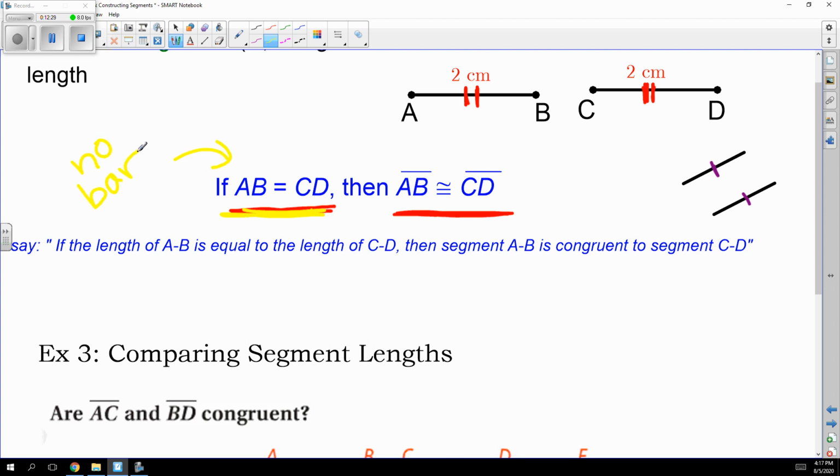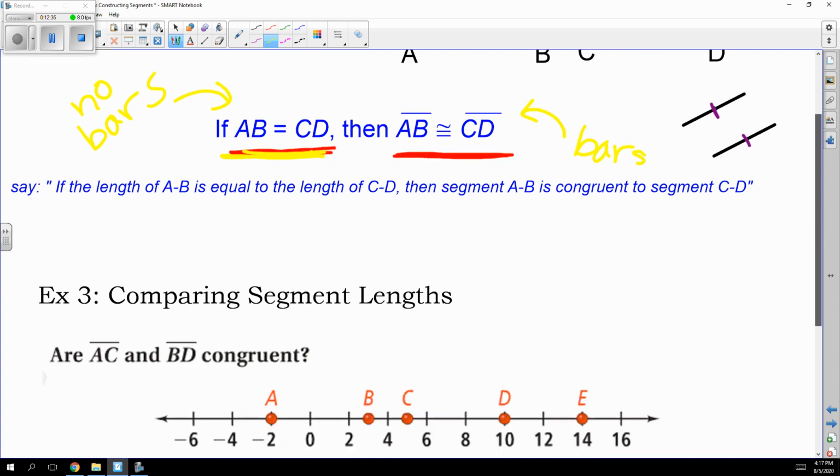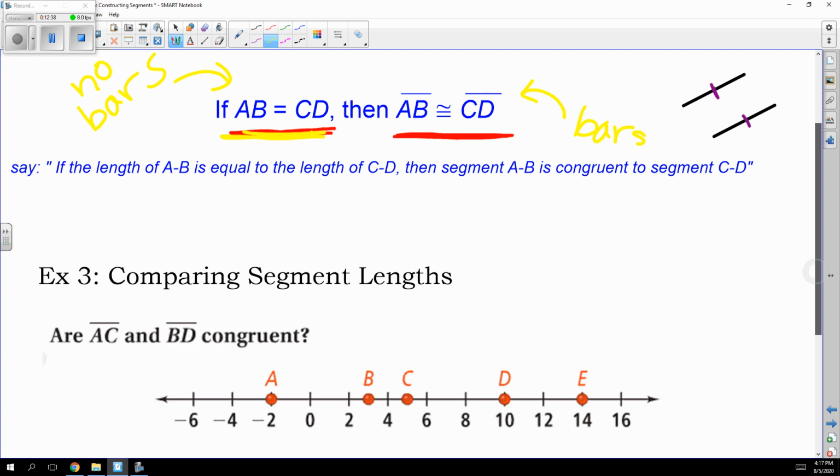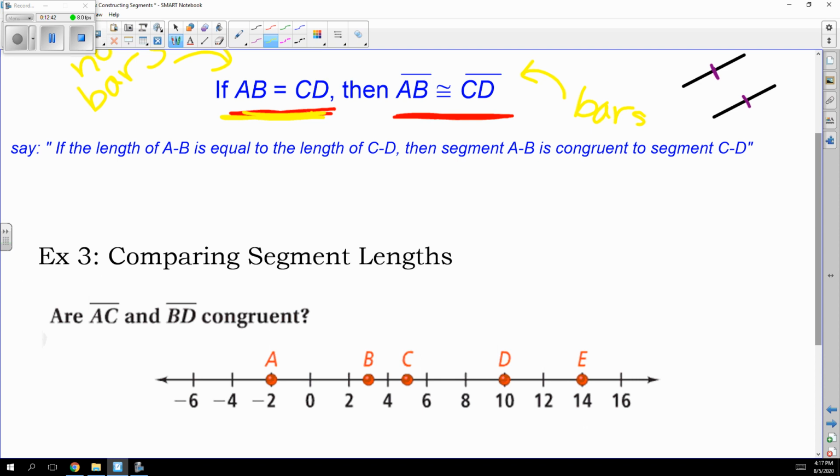So hats off, and then hats on when we talk about congruence, okay? When you talk about symbols, be very careful about that. When you talk about length, you don't put a bar on top. When you want to say that lengths are equal, or when you want to give a numerical value for length, you don't put a bar on top. When you want to identify congruent segments, you put a bar on top.